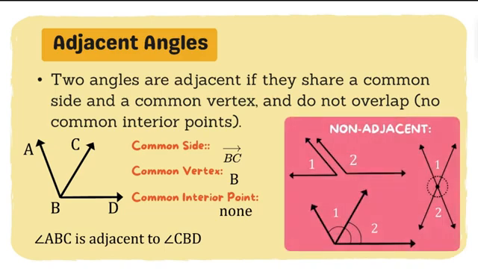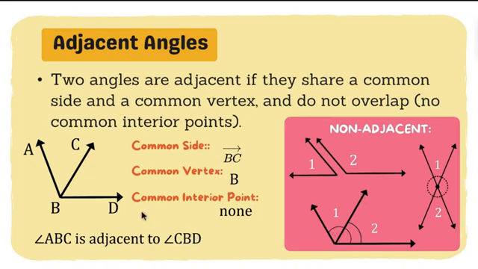Okay, ito naman yung mga example ng non-adjacent. Here in this first figure, makikita natin si angle 1 at saka angle 2. Hindi sila adjacent kasi wala silang common side, wala silang common vertex. Alright? Next one. Ito naman, ganun din. Walang common side, although may common vertex sila. Dito naman sa pangatlong figure. Okay, sir, paano naman ito? May common vertex. Meron din naman silang common side.